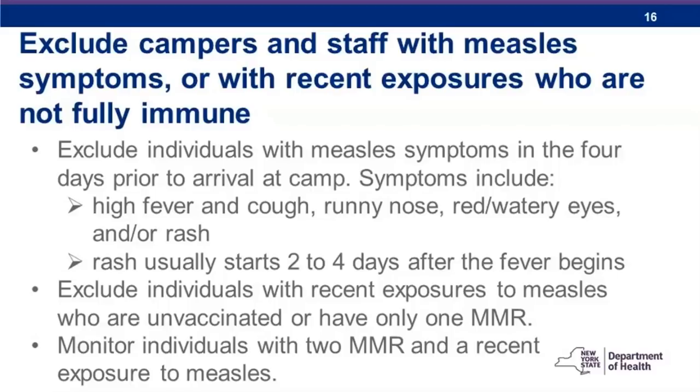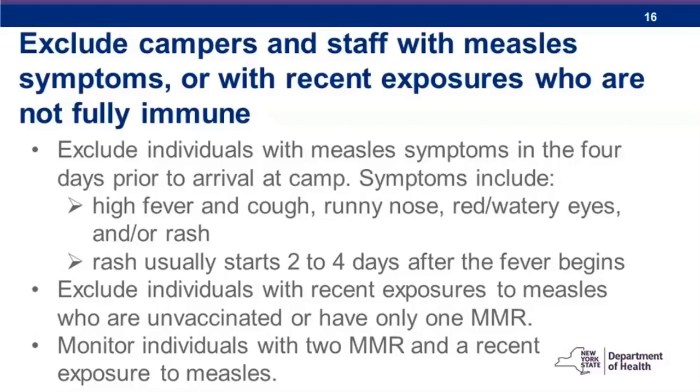We also need to exclude campers and staff with recent exposures who are not fully immune, including those with medical exemptions or one MMR, and the need to monitor those with 2 MMRs who have had a recent exposure to measles. As we know, up to 3% of those individuals may still contract measles after exposures. We're strongly encouraging camps to review their screening process to ensure it's effective and to make any necessary improvements.